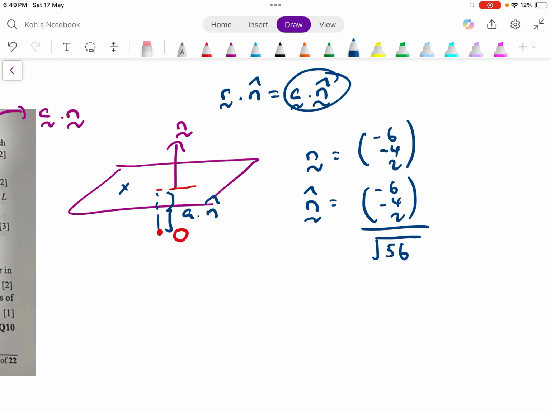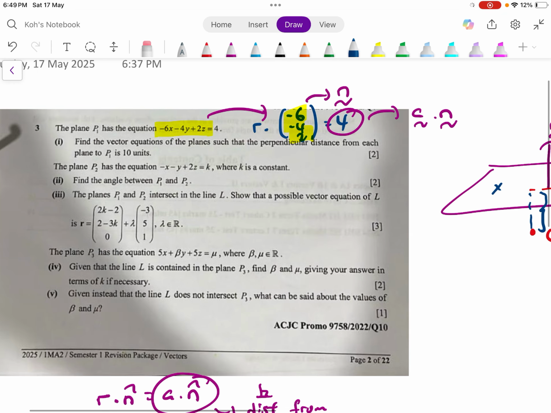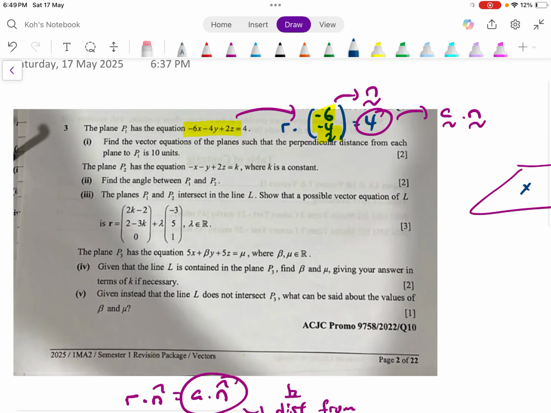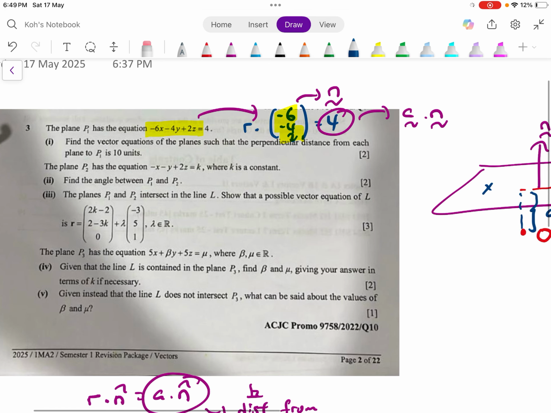Okay, so based on this, I also need to find one more thing, the position vector that's lying on the plane P1. Okay, how to find the position vector? This one I must go back to this part. So you look at this scalar product form. So we want the 4. So a dot n must give me 4.